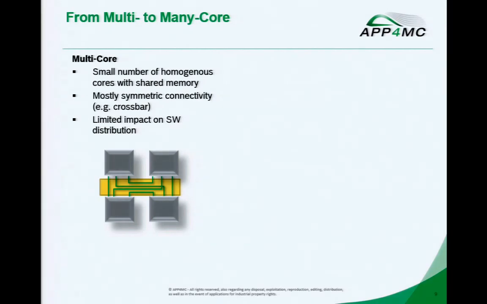And we now have a tendency from multi to many core. It's always difficult to distinguish: is it the number of cores, or is it the structure of the cores? In general, the multi-core characteristic was a small number of cores with symmetric communication, and all the cores are more or less equal in their capabilities.